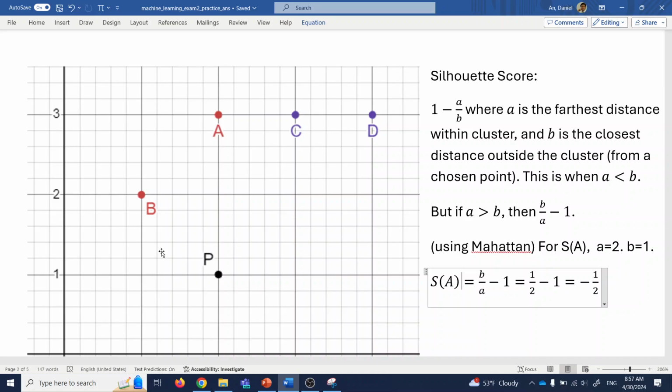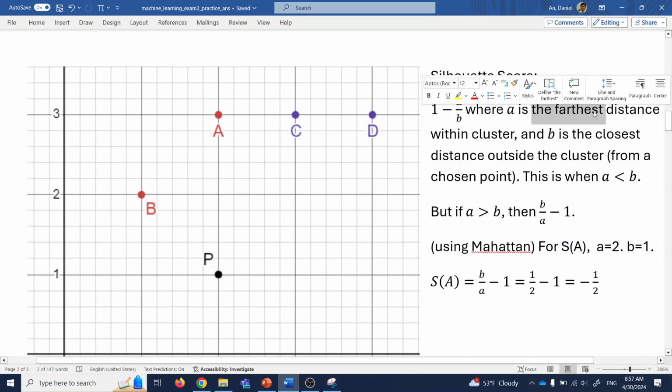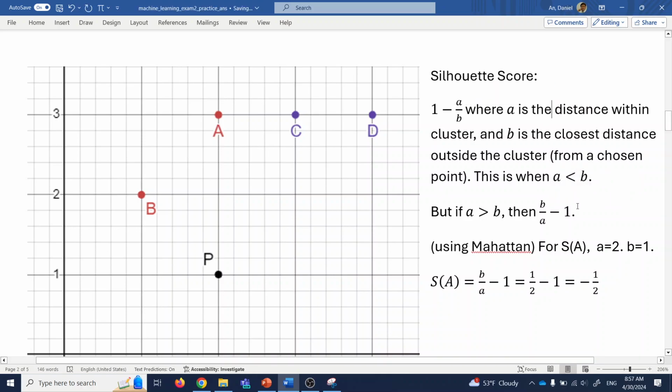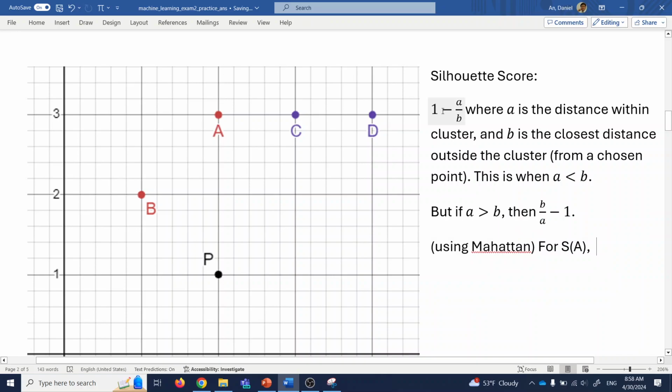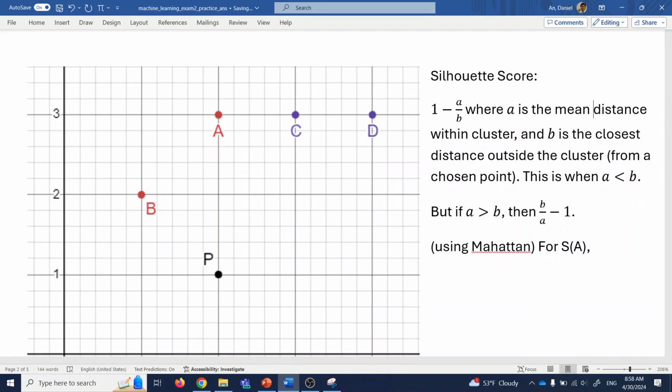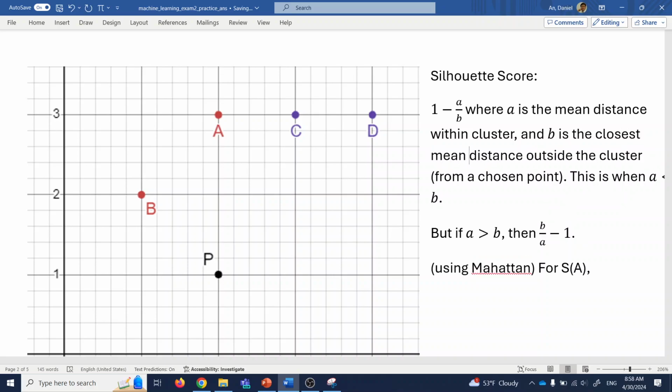Oh, sorry. I realized that this is not the correct definition. So A is the mean distance within cluster. Sorry, let me start again. Right. So what is the silhouette score? It's 1 minus A over B, where A is the mean distance within cluster. Okay, and B is the closest mean distance outside the cluster.